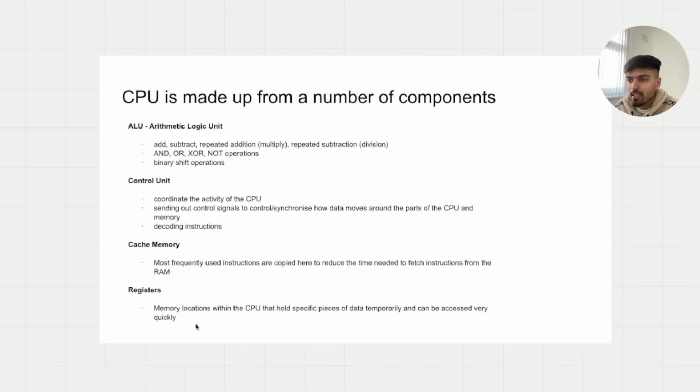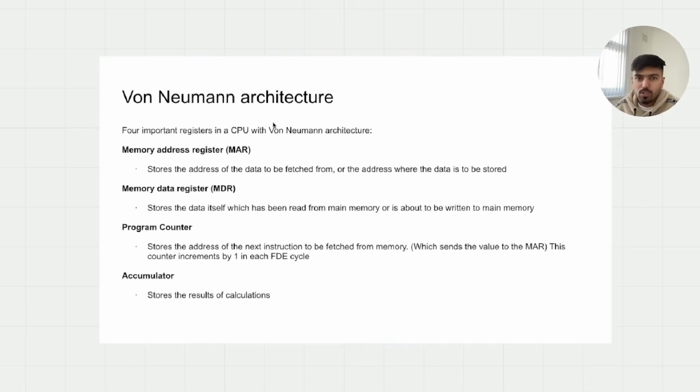And registers, these are memory locations where you can store temporary data and which can be accessed very quickly. Von Neumann architecture. So architecture refers to how memory is laid out. So there are 4 main registers which you need to know. MAR, which is the memory address register. Make sure you use the hint in the name to find out what it's actually supposed to mean.